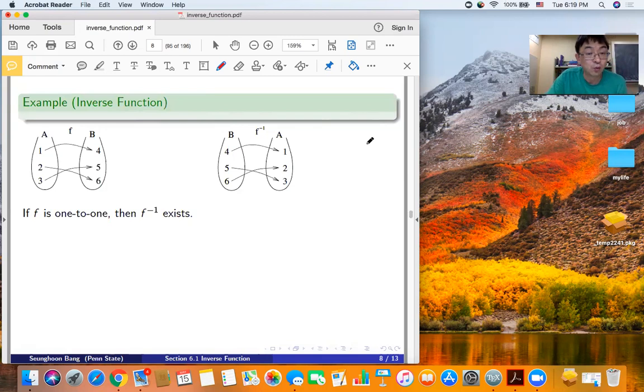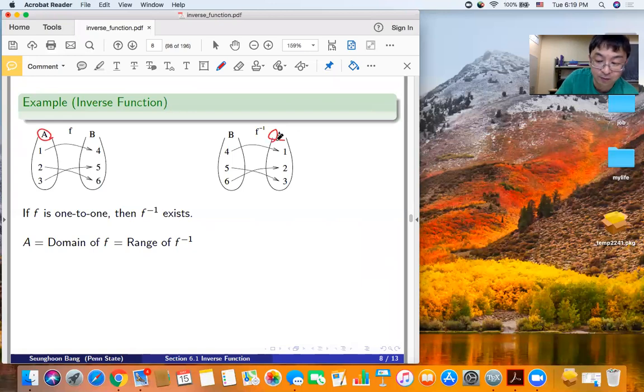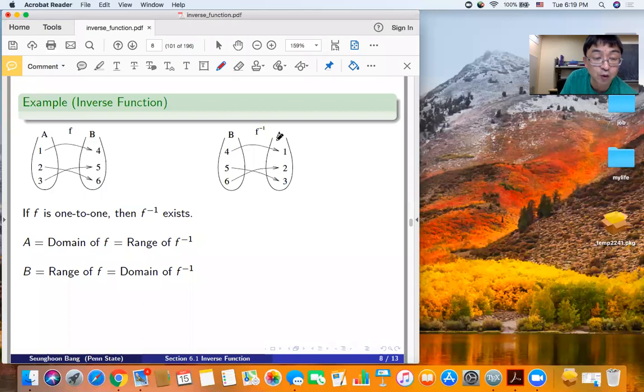So we know function f is one-to-one, so the inverse function exists. This is very clear. A is the domain of f, exactly the same as the range of the inverse function, right? Here, B is the range of f, the same as the domain of the inverse.